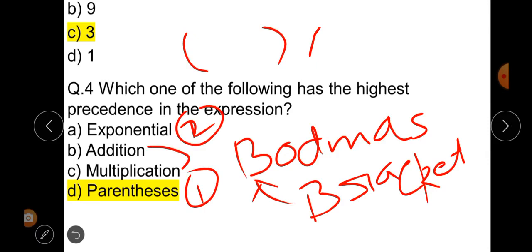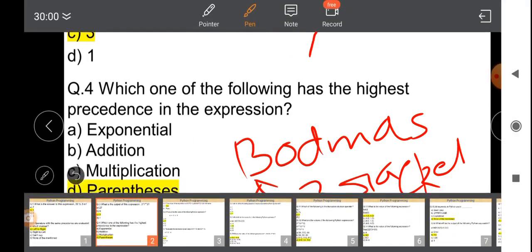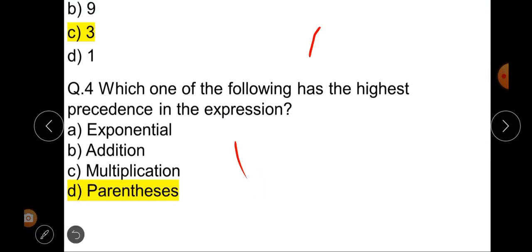So the question asked here is, which one of the following has the highest precedence in the expression? Parenthesis has the highest precedence in this expression. So our answer is D. D is the answer. Parenthesis has the highest precedence.